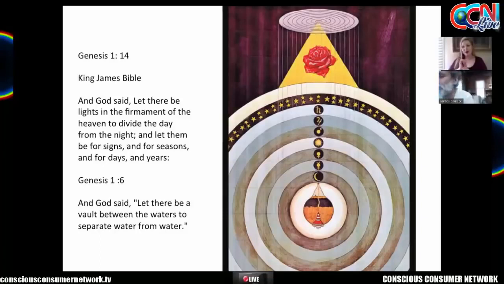I think it is more important to establish the roots of our cosmological system first. So here we see the scriptures.